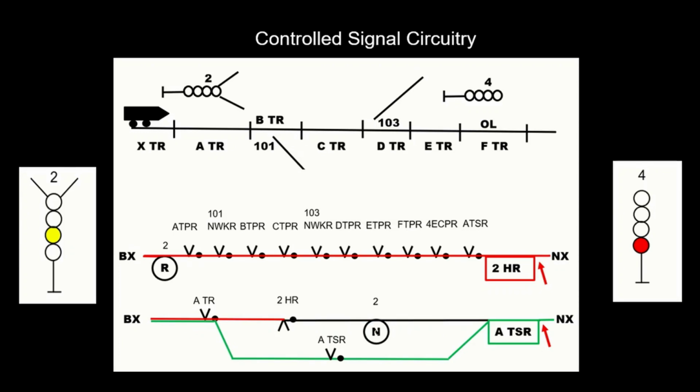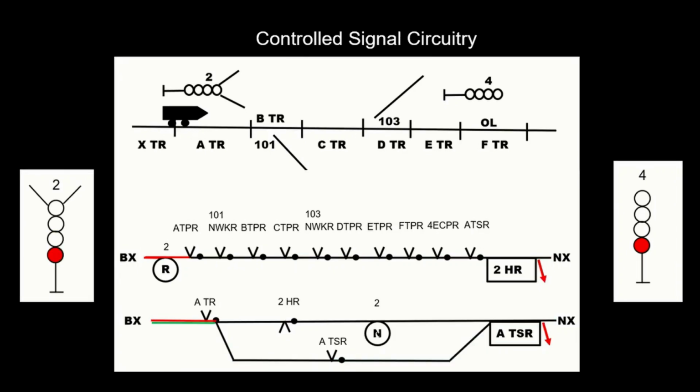If we look at the TSR circuit, when 2 lever was reversed and 2HR was energised, we lost the pick feed to the TSR, shown by the red line, only now reaching the back contacts of 2HR. The green line shows that the stick feed still remains. As its name suggests, the TSR sticks up.